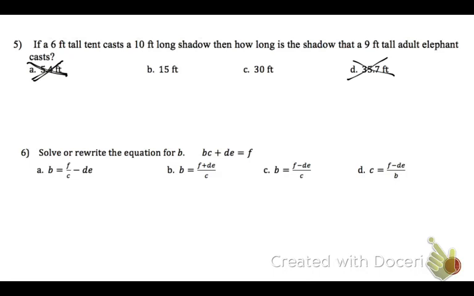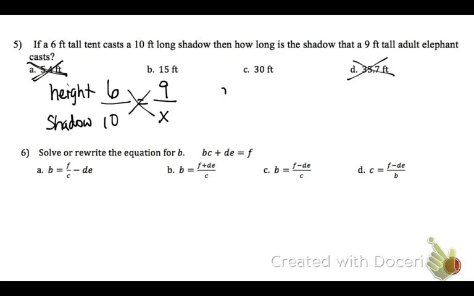So let's see. We're going to set up our ratio. We have a 6-foot tall tent, so I'm going to put my height on the top over a 10-foot long shadow for the tent. So this is my shadow on the bottom. Equals, we have to set it up the same way for the elephant. So we know that our elephant is 9 foot tall, so the height is 9 foot, and we don't know the shadow length of the elephant.